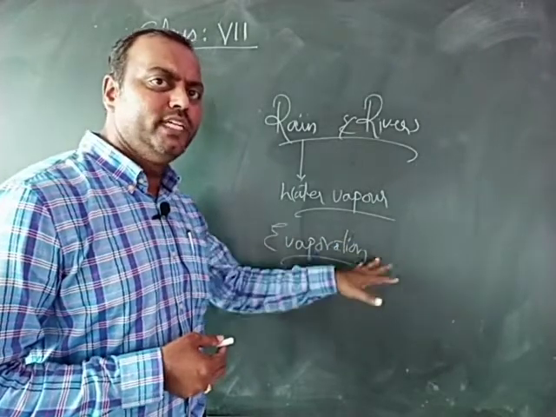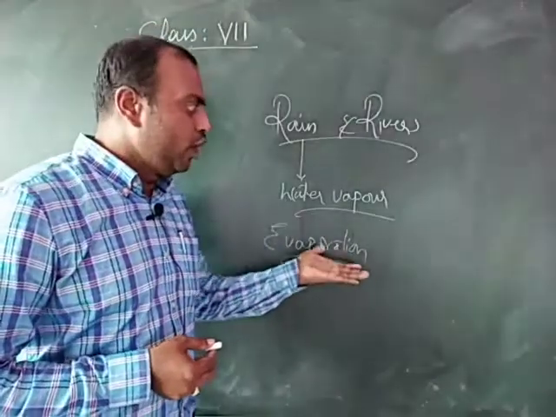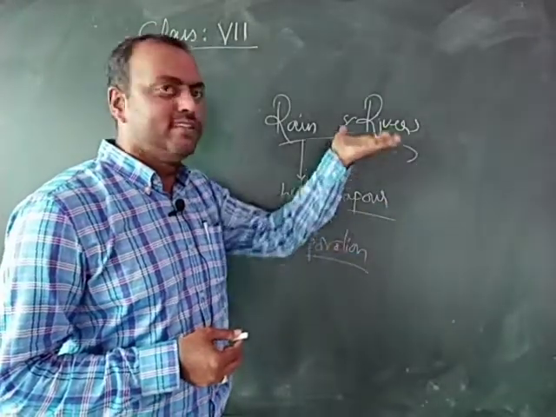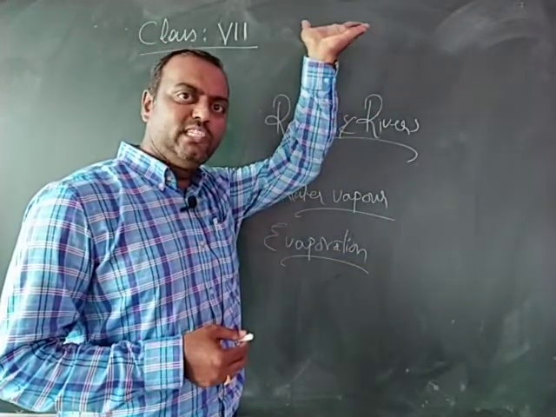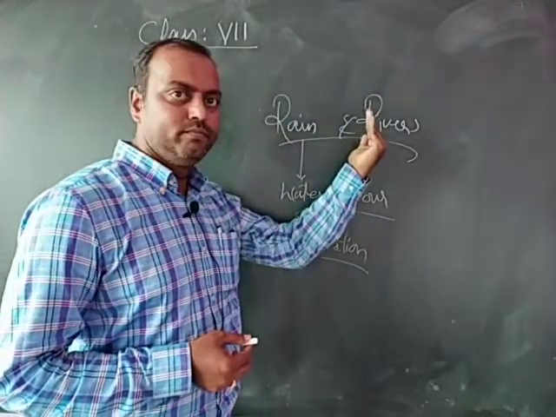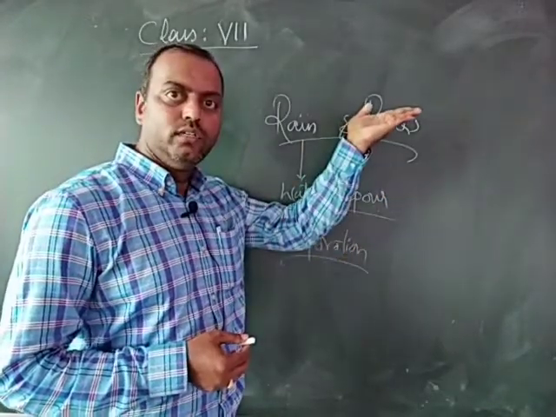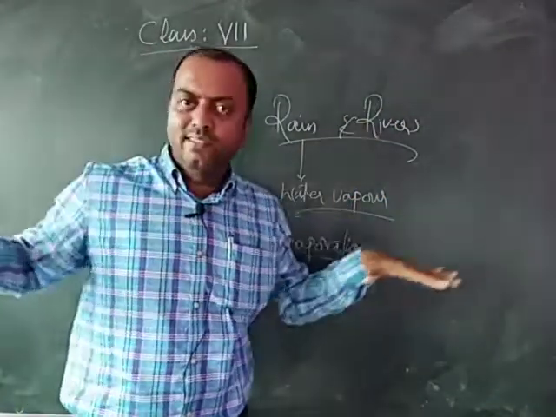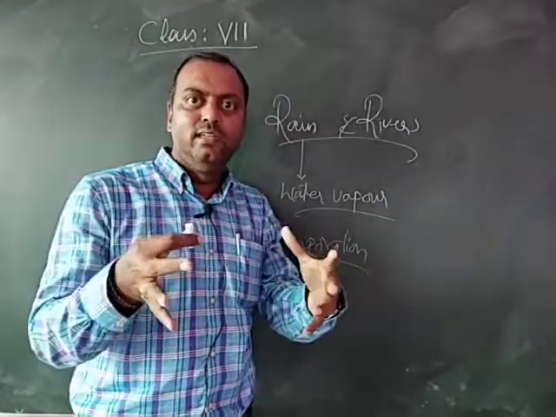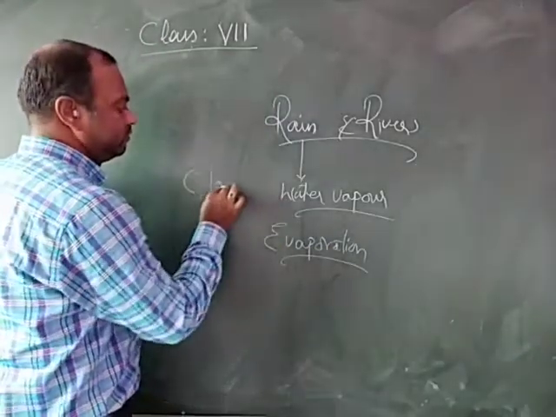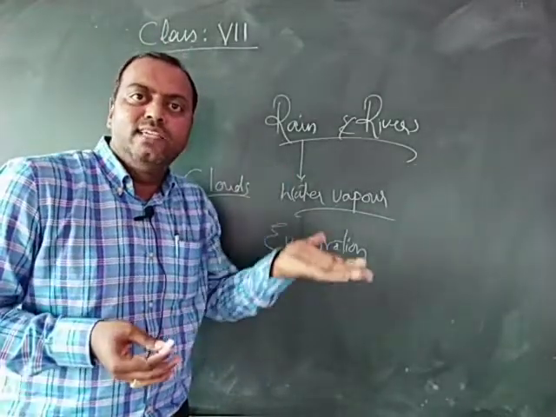Then after turning into vapor, where does this vapor travel towards? Along with the hot air, the vapor rises up. It rises up and reaches the high sky. After reaching the high sky, as you travel up, the temperature decreases. It cools down. Whatever dust and other particles are around this vapor, they gather and form clouds.